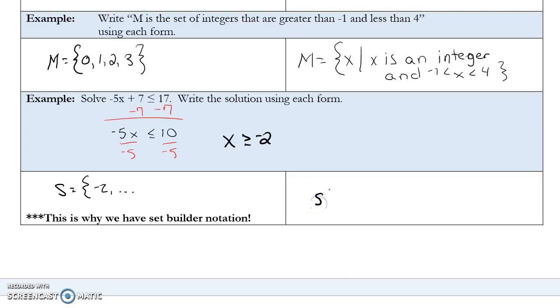Set builder notation makes this easier. It's going to be the set of all x values such that x is greater than or equal to -2, and your set. That's it. I don't have to describe anything in more detail. I can just write this in set builder notation.